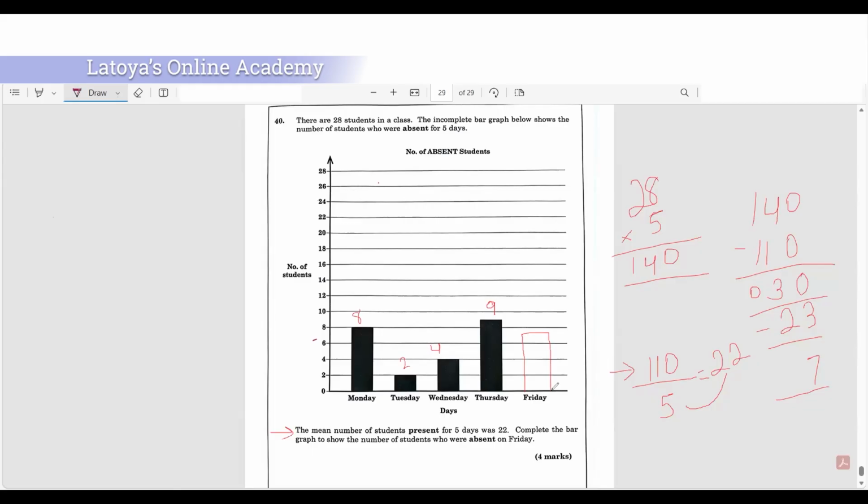So I'm just showing you all there are multiple ways you can work out the same question, okay? And this brings us to the end of the 2025 CSEC Math past paper.